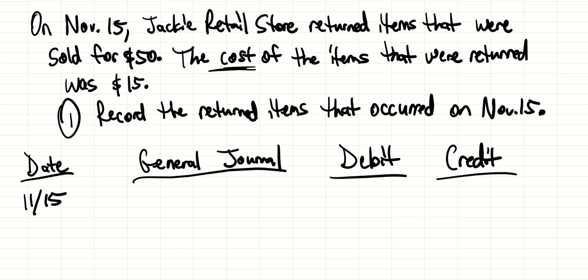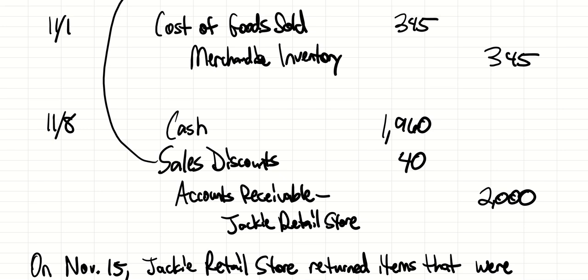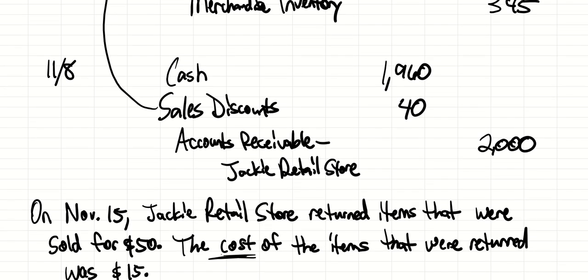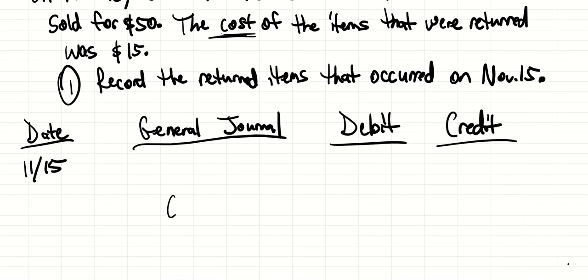We know here that the cash payment was received on November 8th. So we don't need to adjust the accounts receivable balance, because there isn't any balance in that account, because the customer already made the cash payment of $1,960, which is reflected in the cash account as an increase. The return happened after the cash payment was received, which means that the cash account now is going to be credited to reflect the return of $50.